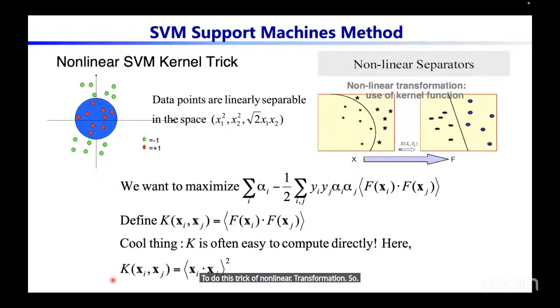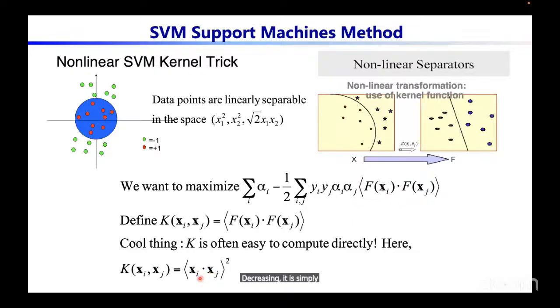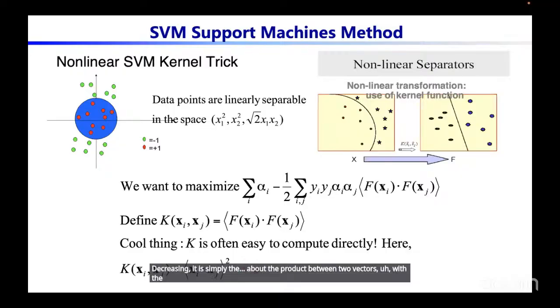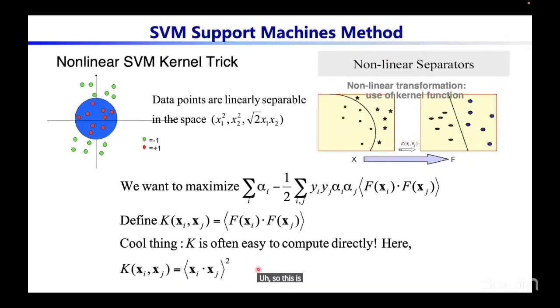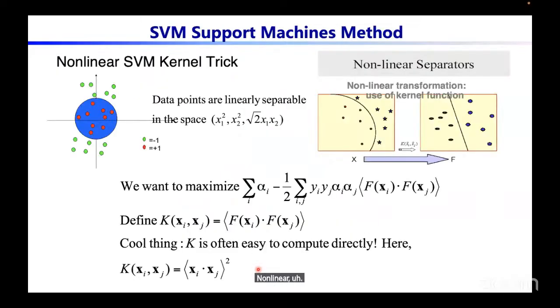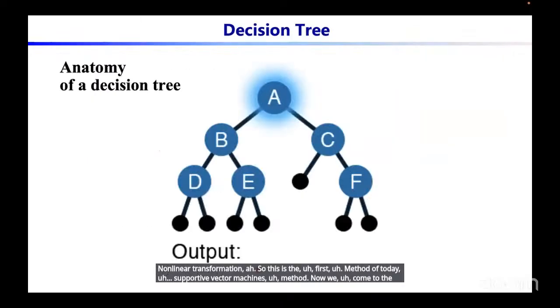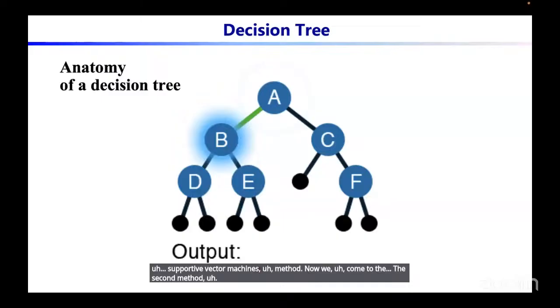So on the bottom, you see an example of this kernel equation. It's simply the dot product between two vectors with the square value. So this is one example of the kernel function that helps us do this nonlinear transformation. So this is the first method of today, the support vector machines method. Now we come to the second method. It is called decision tree.